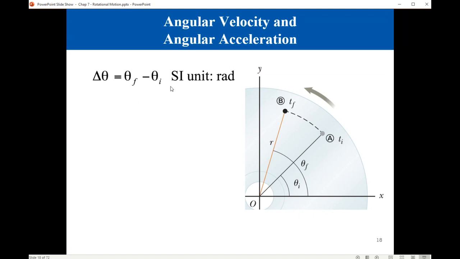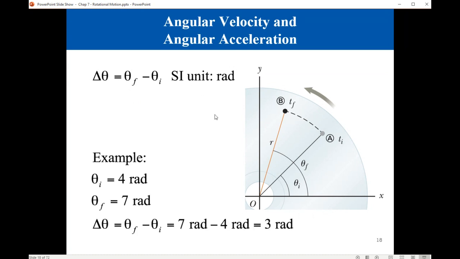Always delta theta is measured in radians. So the default unit in the SI system is radian. If you want to use another unit like revolution, then we know that 1 revolution is equivalent to 2 pi radians, or to 360 degrees. But these are not SI units. The SI unit for angular displacement is the radian, or rad. Example, the initial angle was 4 radians, the final angle is 7 radians, therefore the angular displacement is 7 minus 4, and this is 3 radians.